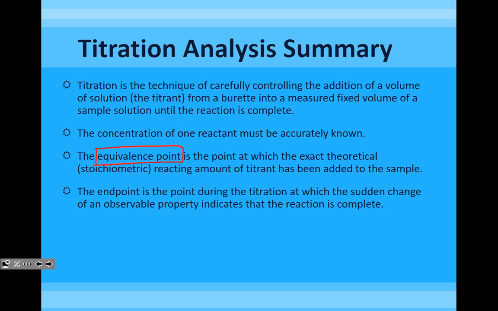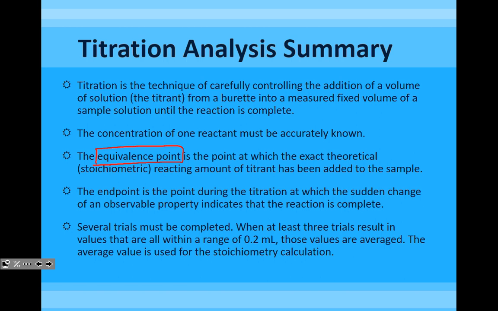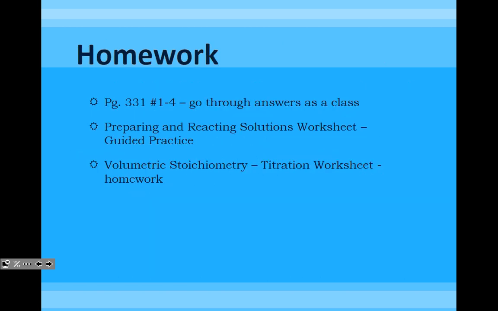The endpoint is the point during the titration at which the sudden change of an observable property indicates that a reaction is complete. Several trials must be completed. When at least 3 trials result in values that are within a 0.2 milliliter range, those values are then averaged, and we typically like 3, but sometimes you get 2. The average value is used for the stoichiometry calculation.